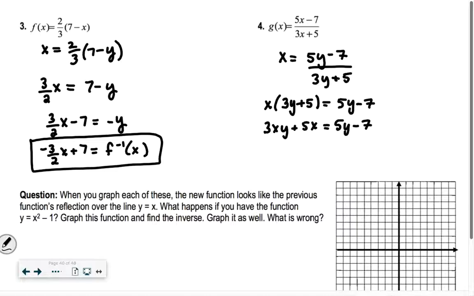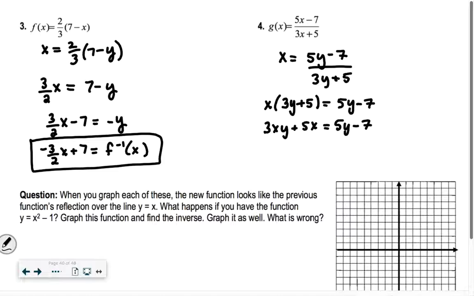I hear a couple of your light bulb moments. I hear people going, oh, yeah. No light bulb on yet. Okay. What do you guys think? We're trying to get the y by itself. So we have 2 y's. So we want to get all the y's on one side. It doesn't matter which side you get them on. I usually try to do the side with the least number of negatives, but it doesn't matter.